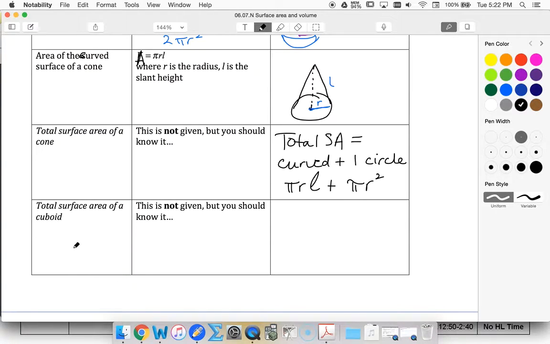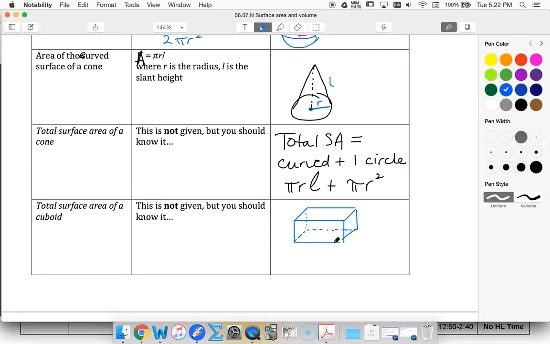Another thing that's not given, but you should be able to figure out, is the surface area of a cuboid. So a cuboid is something that has rectangular faces, but all the sides don't have the same length. So rather than having a cube, which all the sides would have the same length, instead, we have something that maybe looks like this. All right, and then in the background, we could put in dotted lines.